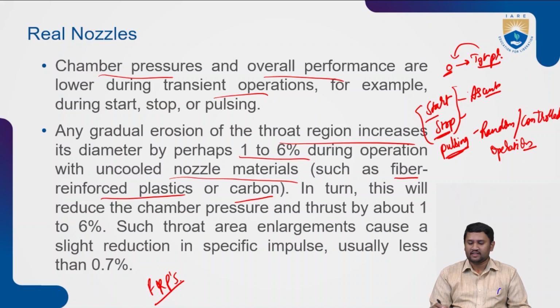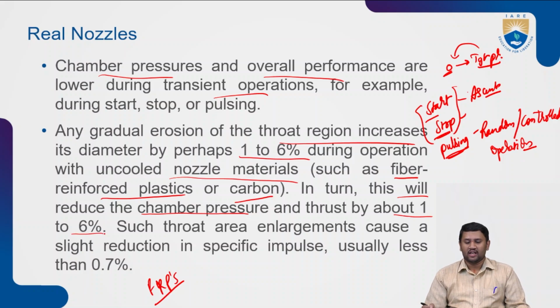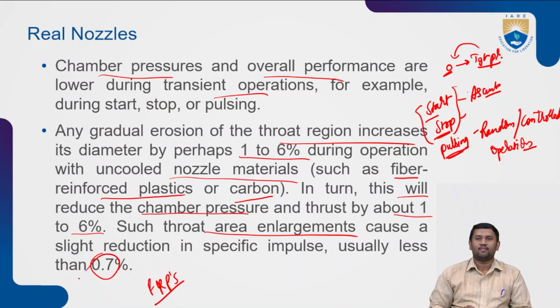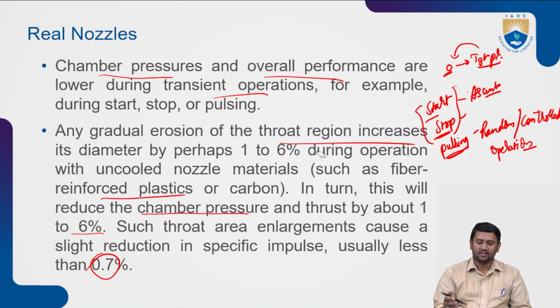Now, this in turn will reduce the chamber pressure and the thrust by a similar 1 to 6%. Such throat area enlargements cause a slight reduction in specific impulse, usually less than 0.7%. Now, what happens under your CD nozzle?